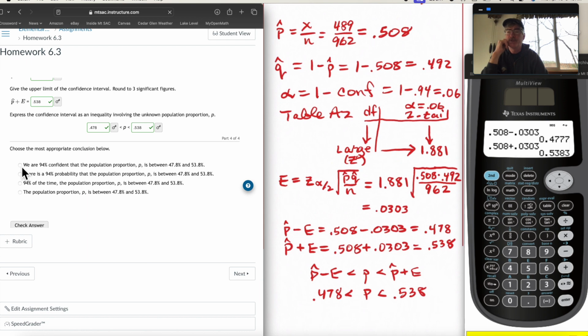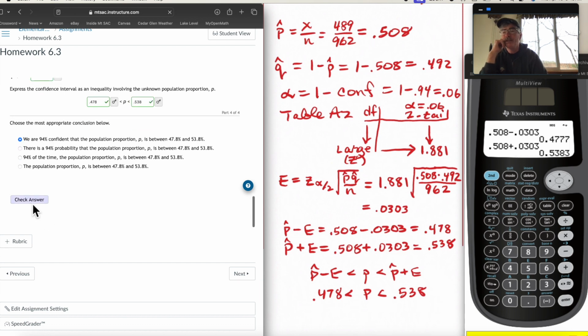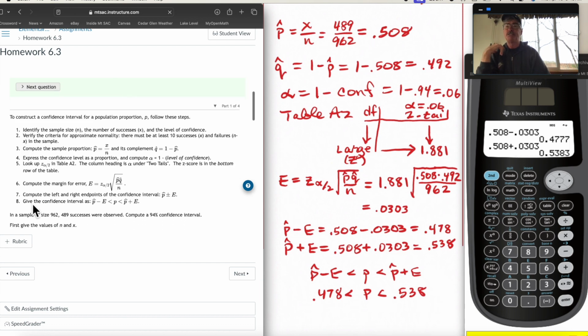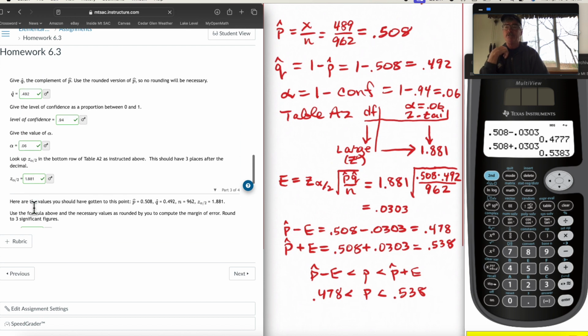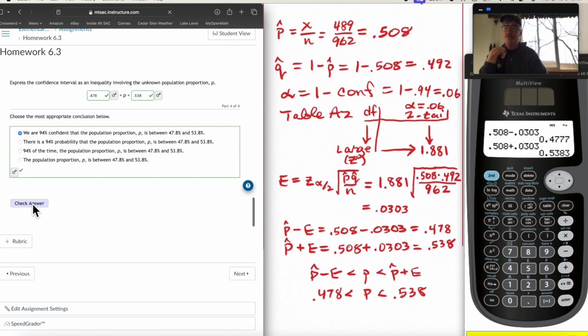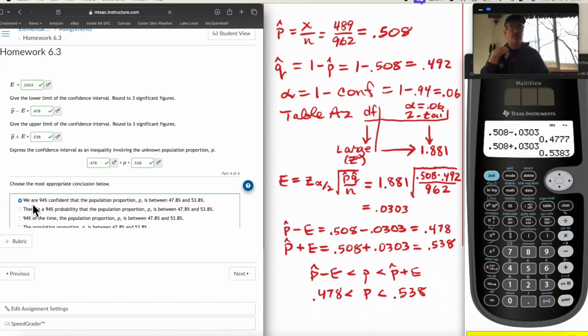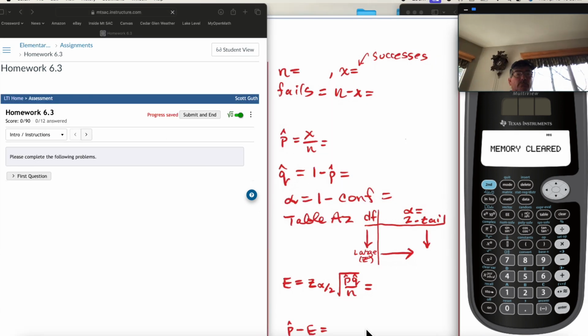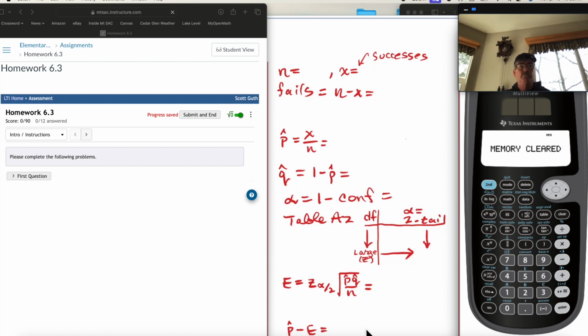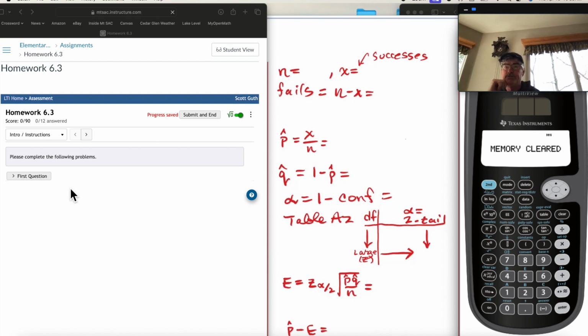So let's just say we're 94% confident that the population proportion is between these two values. And that's that. 10 out of 10. Okay, so that's how you run that problem. And now we're going to go on to another one. Okay, so now we're going to look at question 5. So let me jump ahead to that.